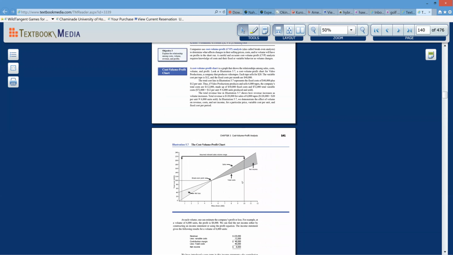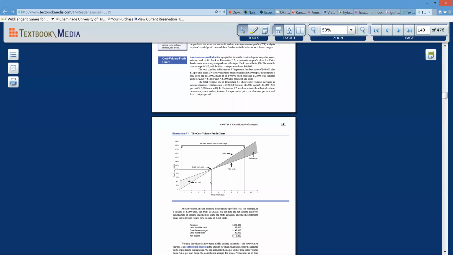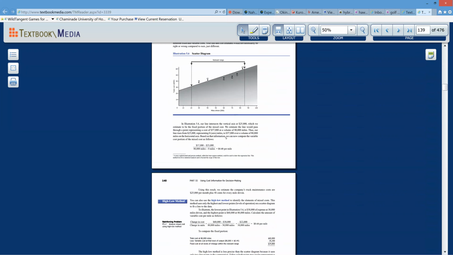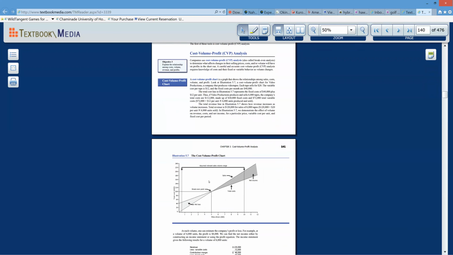Okay, so looking at this chart, I wish they would have made this in color, but the line that starts here at $40,000 at zero volume, that must be the fixed cost there. That line there is, again, the cost line that we just came up with using this high-low method. The line that starts at 0 and goes up, that's the sales line.